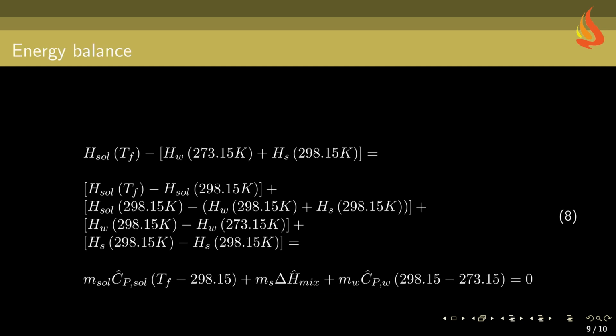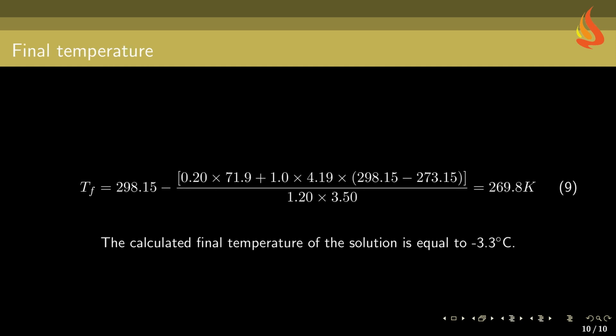The first row of this slide represents the energy balance, the difference in enthalpy between the final and initial states. The subsequent lines break the energy balance into the contributions of the previous slide. There is the change in temperature of the final solution, there is the mixing process, there is the change in the temperature of pure water, all of these terms together comprising the energy balance. In the final line of this slide, these contributions are written in terms of the heat capacities and of the enthalpy of the solution. Replacing the numerical values, we find out that the final temperature is 269.8 Kelvin, which is equivalent to minus 3.3 degrees Celsius.